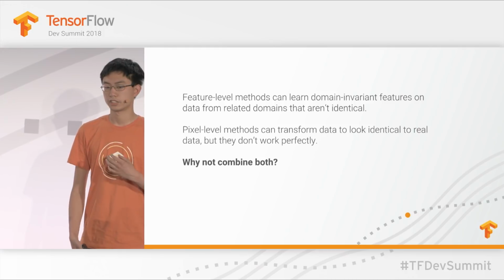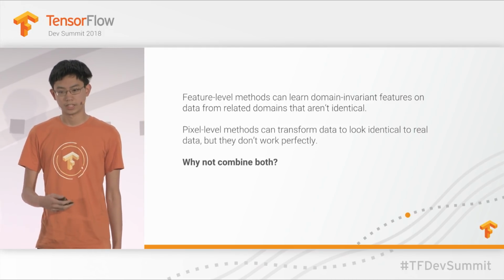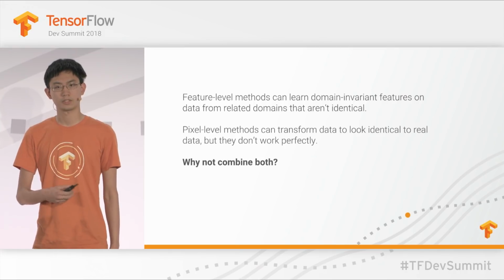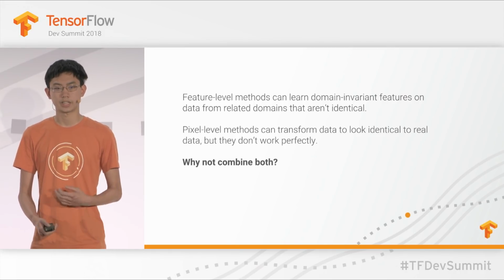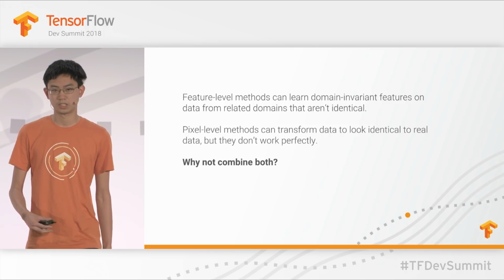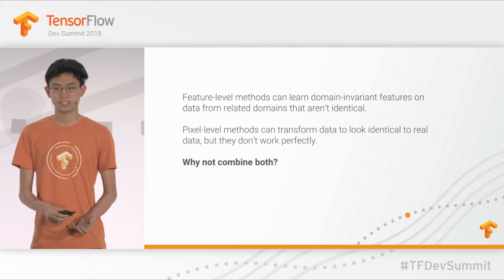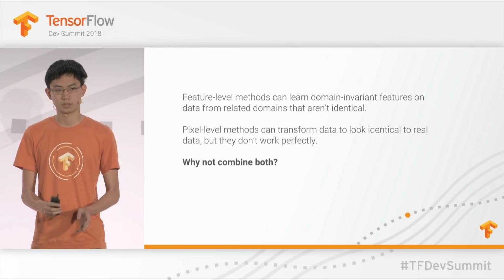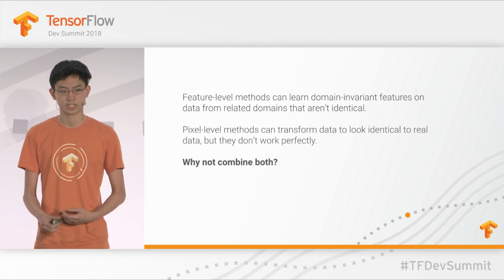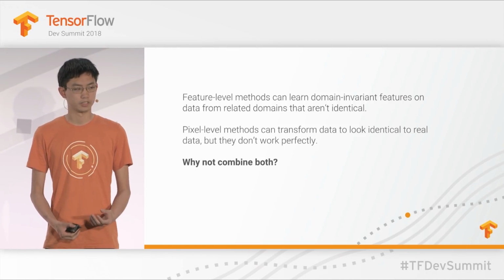All right, so taking a step back, feature-level methods can learn domain invariant features when you have data from related domains that aren't quite identical. Meanwhile, pixel-level methods can transform your data to look more like your real-world data. But in practice, they don't work perfectly, and there are still some small artifacts and inaccuracies from the generator output. So our thinking went, why don't we simply combine both of these approaches?